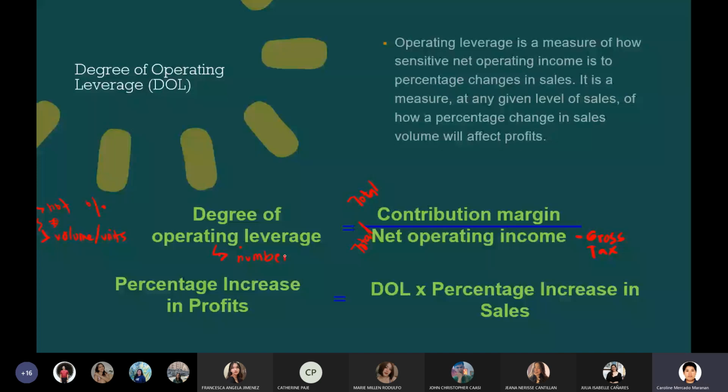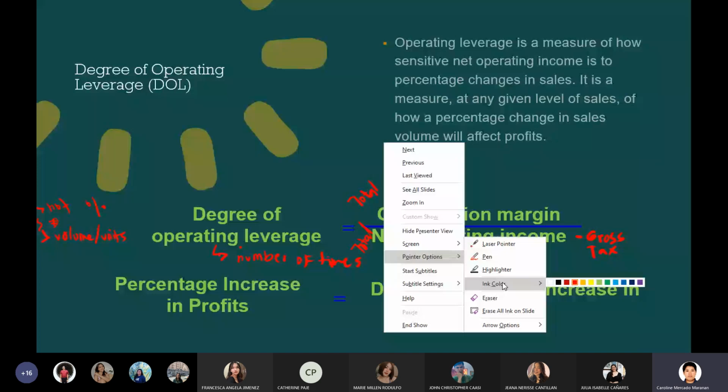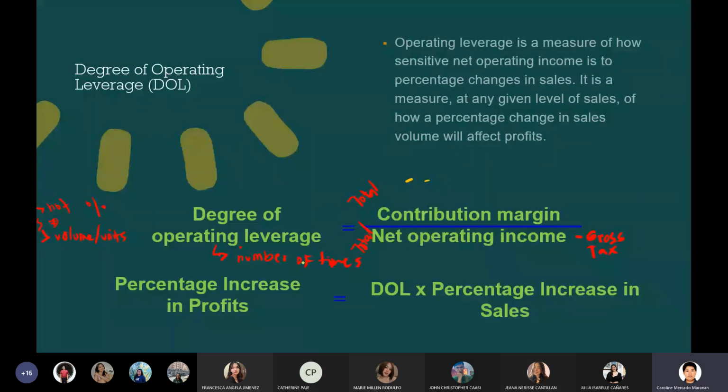Ang sama pala ng red. Wait lang. Palitan nga natin. Color. Try natin ng yellow. Okay. Much better.